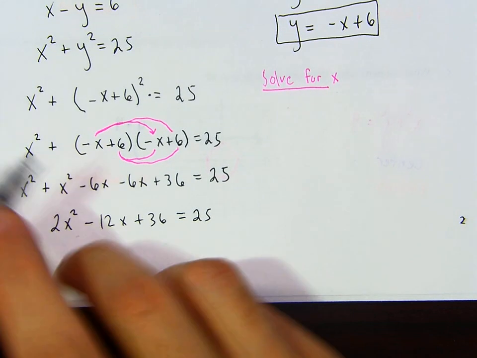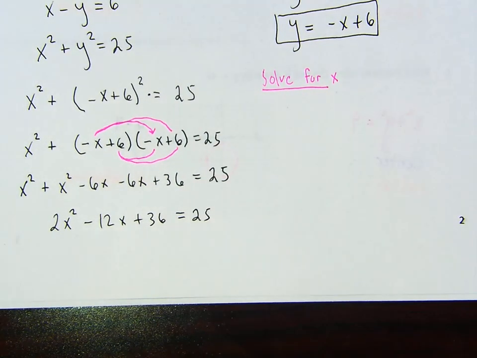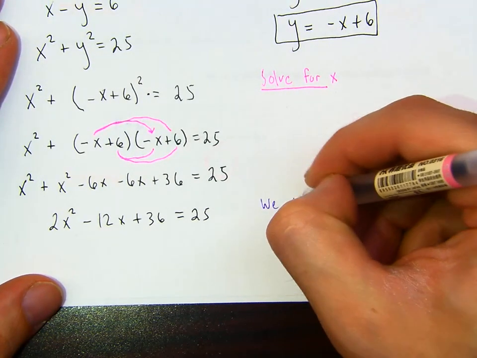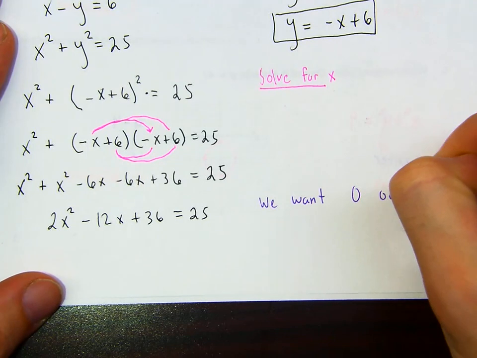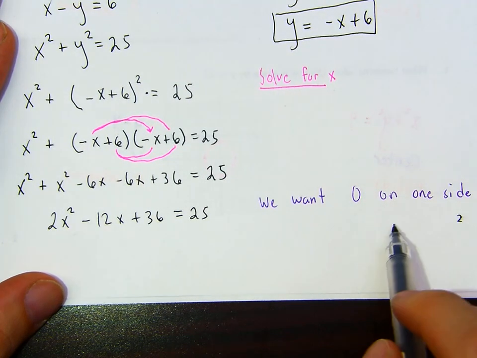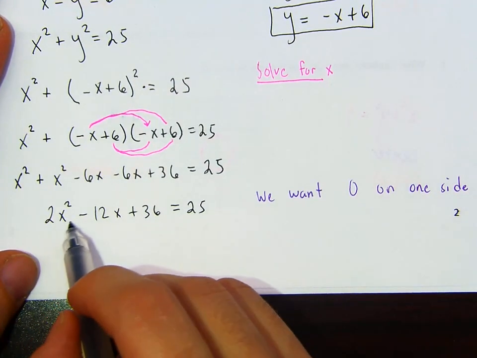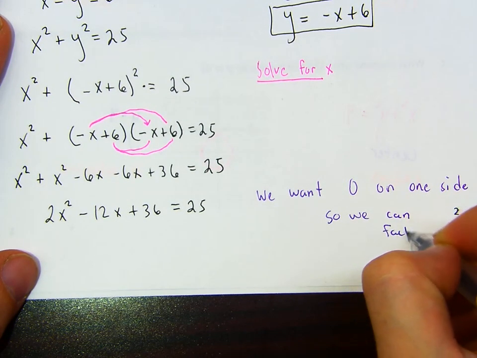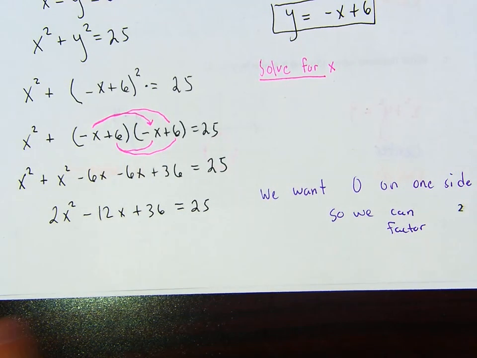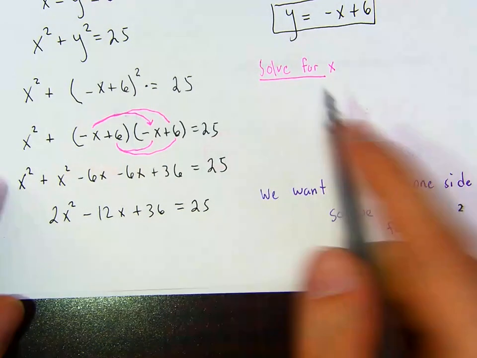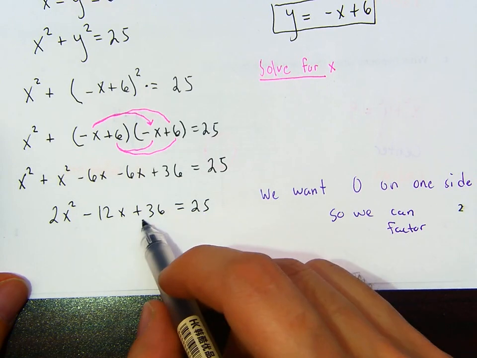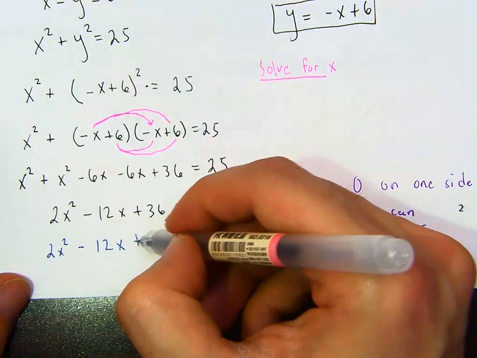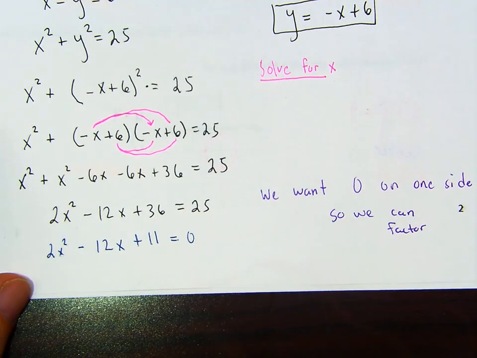Okay, now how do you continue from here? What's the next part of your move? What's your next strategy? We've done this recently. We want 0 on one side. And how do you know you want 0 on one side? Remember, if I have any x squared, we want 0 so we can factor, if possible. So let's get 0. Minus 25, minus 25. So I have 2x squared minus 12x plus 11 equals 0.